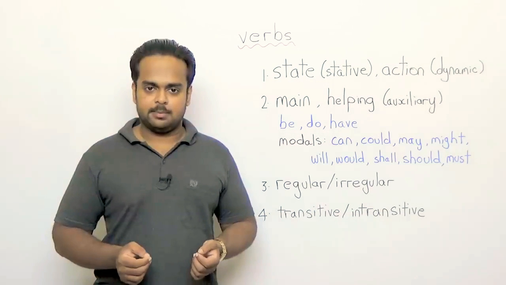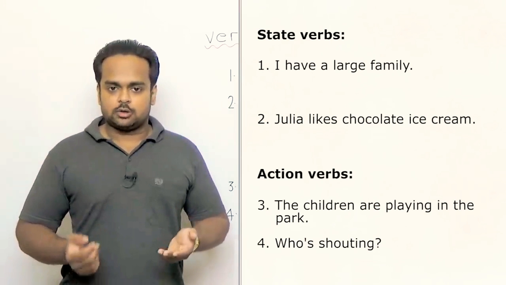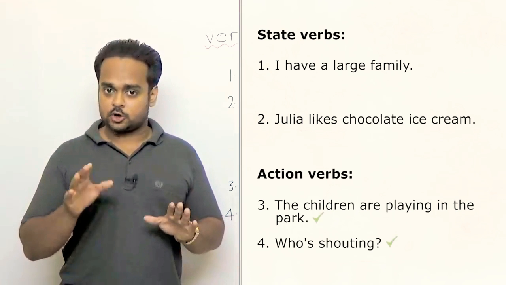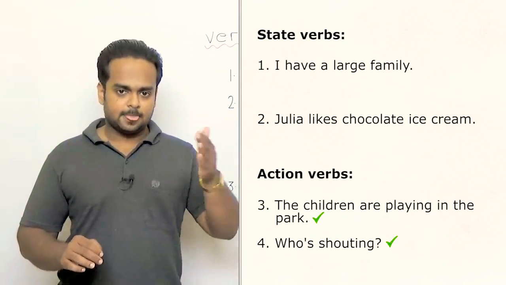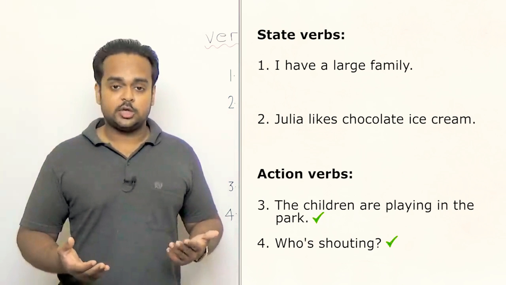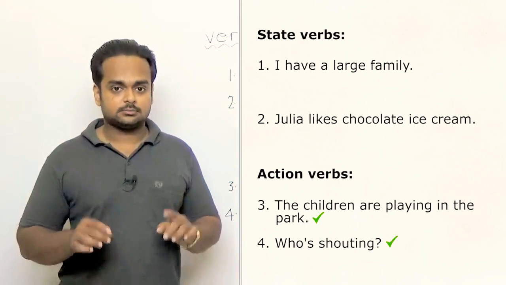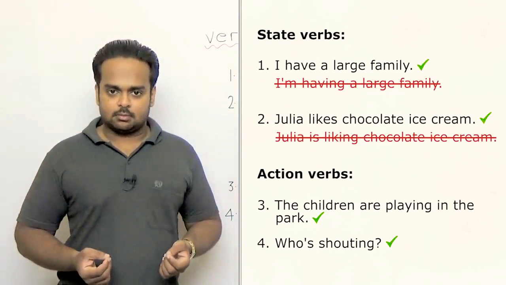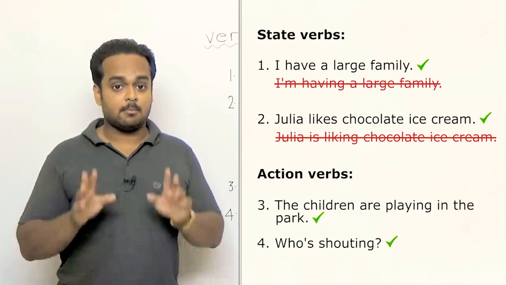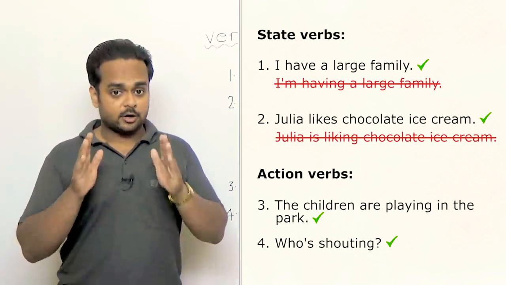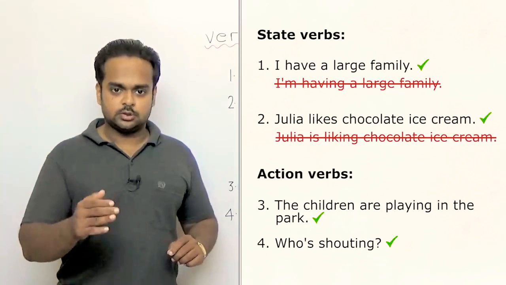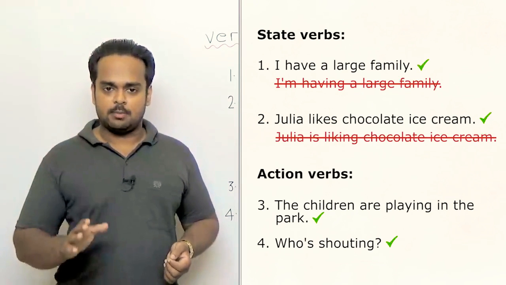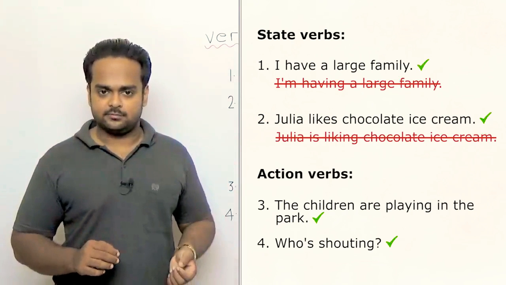Let's look at a couple of examples. Now we can say, the children are playing in the park, or who's shouting? Both of these sentences are correct because the verbs play and shout are physical actions. So we can use ing forms. But we cannot say, I'm having a large family, or Julia is liking chocolate ice cream. Both of those sentences are wrong. They're common mistakes that some students make. Some students use ing forms with state verbs. Please don't make that mistake. And remember, no continuous forms with state verbs.